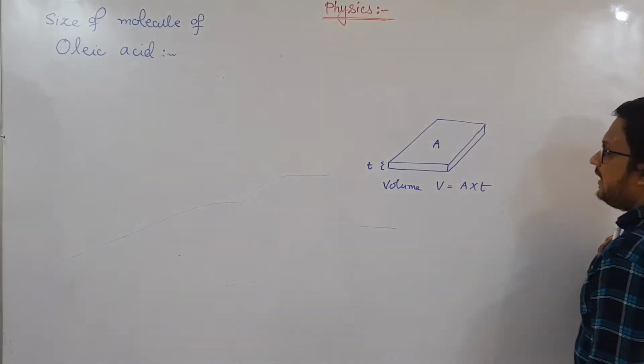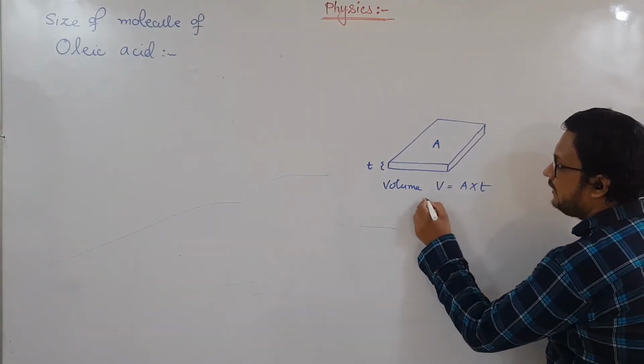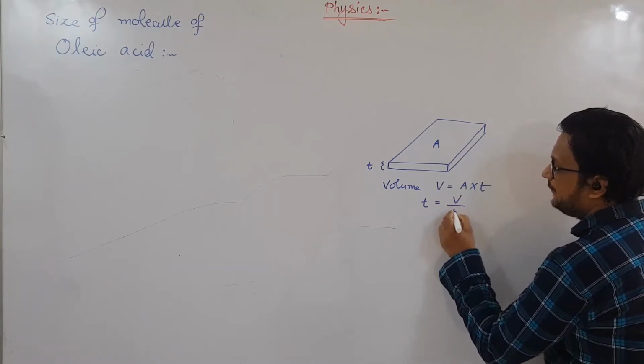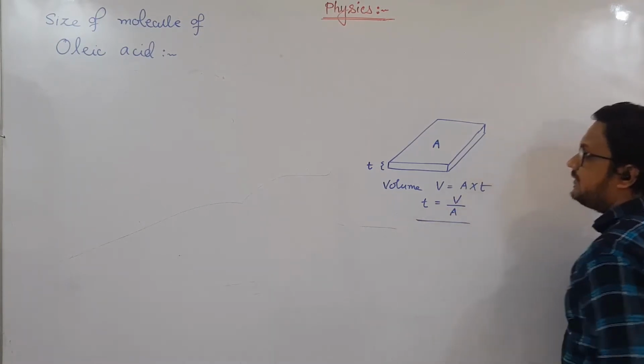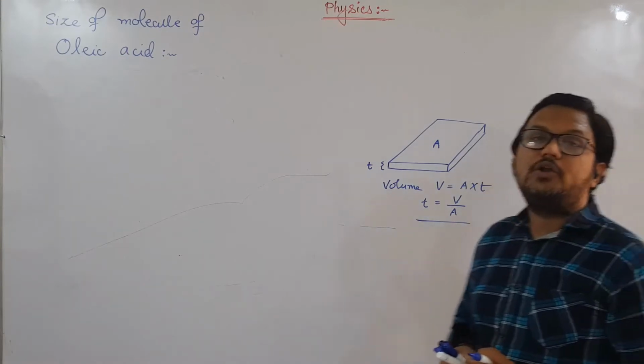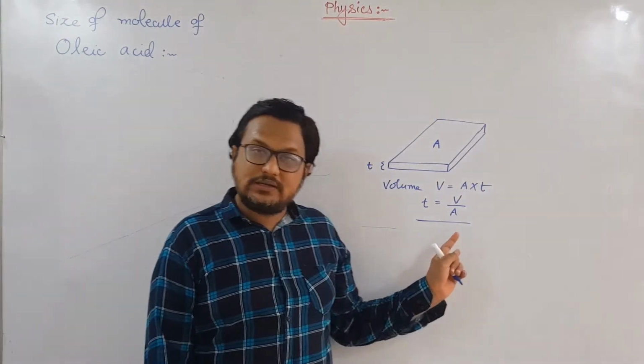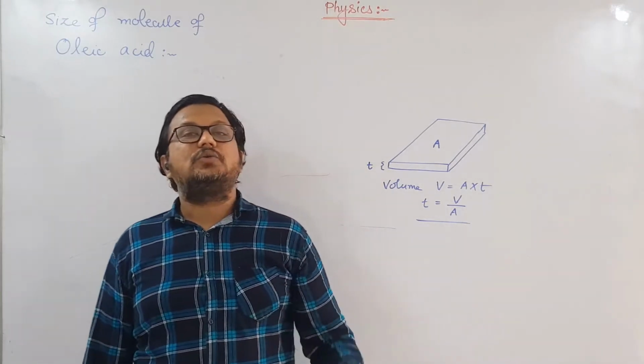So our primary idea, or the basic idea, is to find the thickness. So thickness T will be equal to volume over area. If you know the volume as well as the area, you can easily find the thickness. So this is what we are going to do.